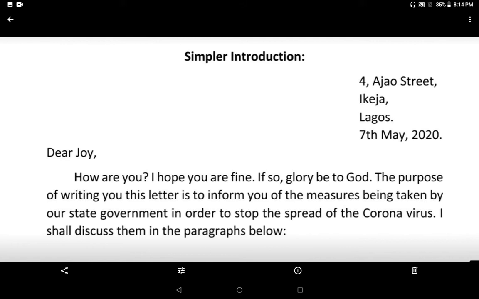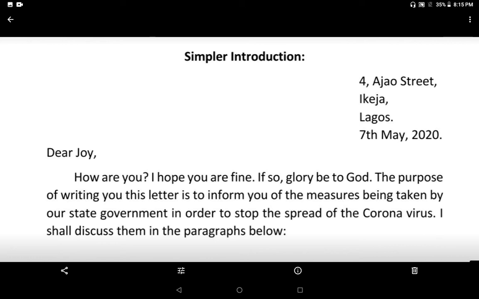The purpose of writing this letter is to inform you of the measures being taken by our state government in order to stop the spread of the coronavirus. I shall discuss them in the paragraphs below. Yeah, very simple. It may not be as strong as the previous two, but with this, you have also introduced the letter and you can have a very good score. It may not be as good as the rest, but I bet you can make your credit with this.